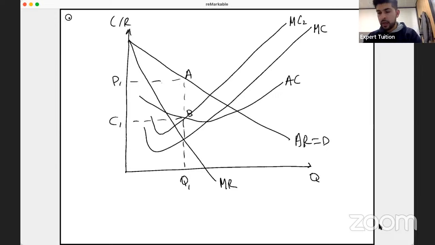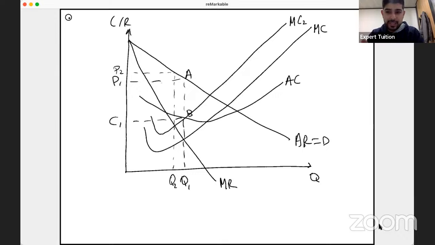That will be MC2. Profit maximization will occur where MC2 equals MR, which is over here. So the quantity they sell is going to go down. You then derive the price. You go up from there. So they're going to charge a higher price for their produce, P2. And now, and only now, do you shift the AC curve up.